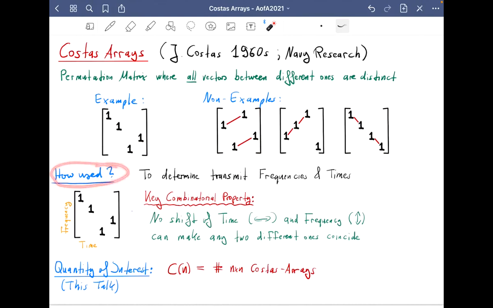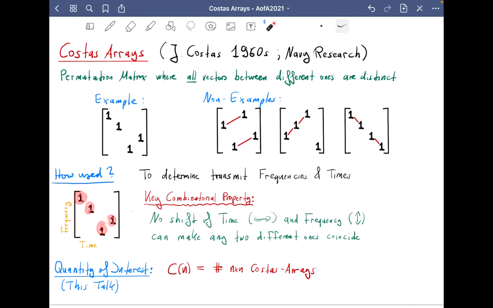And the key point is that when you send out these pulses, they get reflected. Depending on the distance of the object and the speed with which it moves, this will lead to a shift of the time and the frequency. The time shift will depend on how far the object is away, and the frequency shift will depend on the speed of the object.